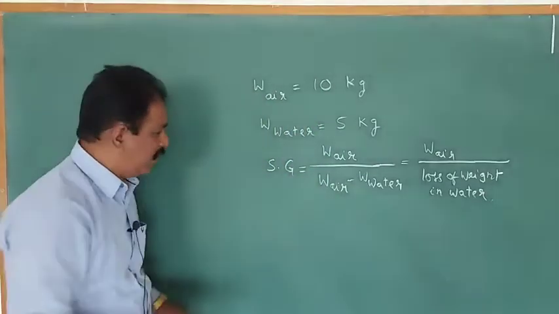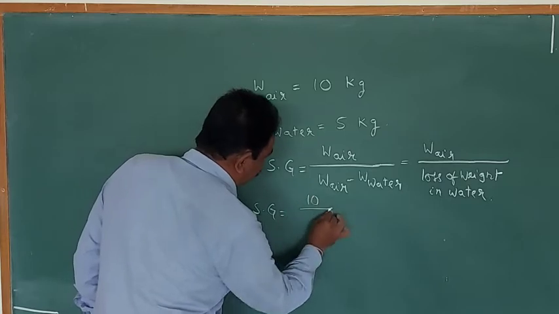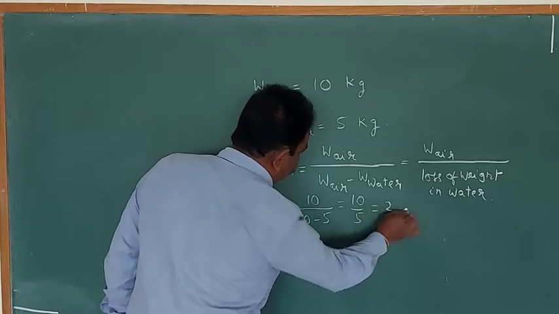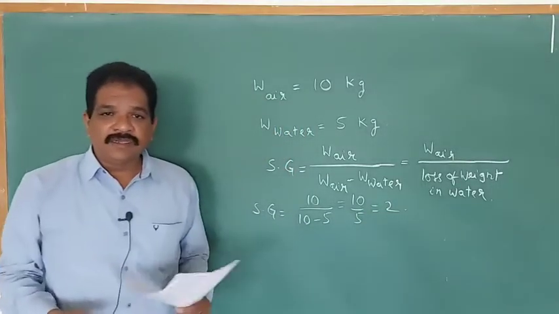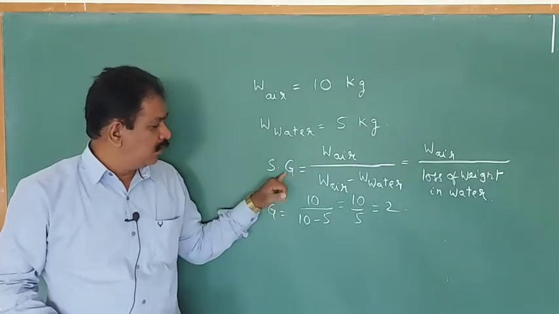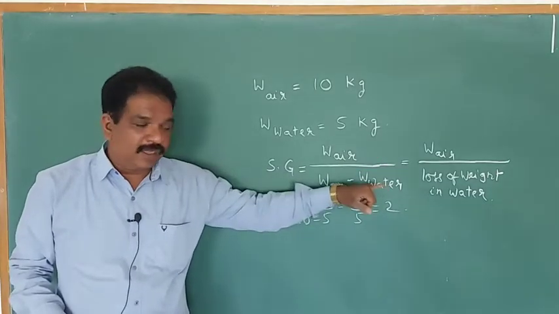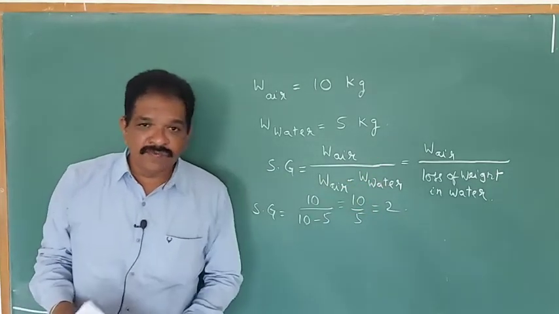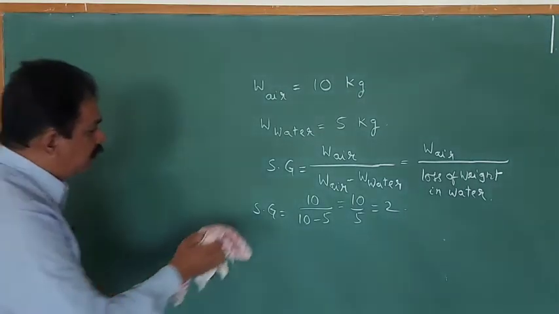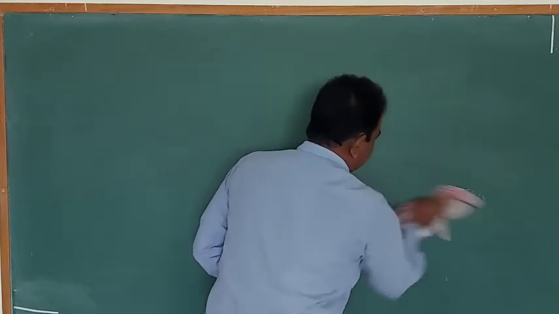If you calculate the value here, how much? Specific gravity is equal to 10 by 10 minus 5, that is 10 by 5. This is equal to 2. Like that, to calculate the specific gravity, what is the formula? Specific gravity is equal to weight in air by loss of weight in water. Okay, that formula we have to consider. Now come to the problem here. What they are asking, see.